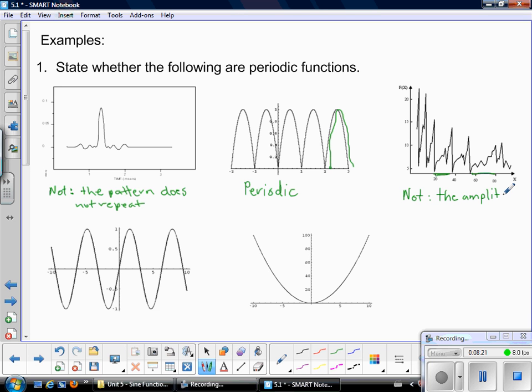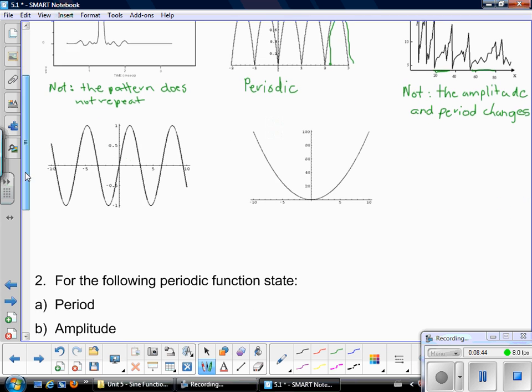Amplitude and period changes. And then if we look at the next one, I would say it is periodic.